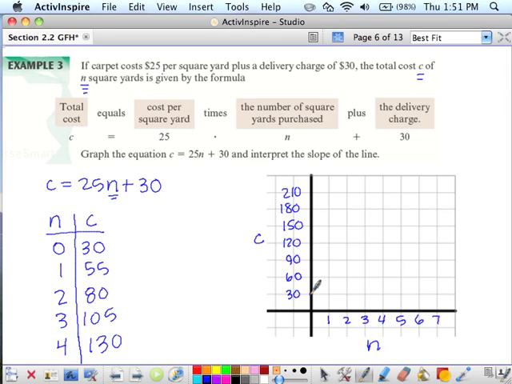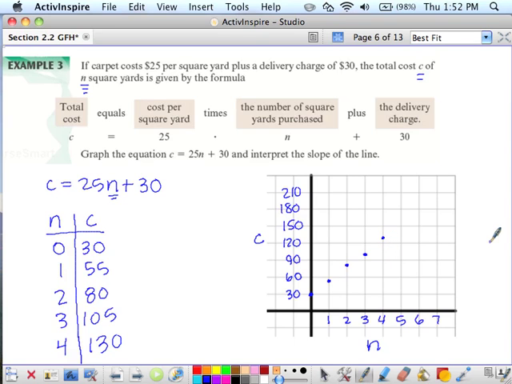Once we have our scale established, it'll be pretty easy to put the points on. 0, 30, 1, 55, which is maybe about right here, and it is just kind of an estimation process. 2, 80, 3, 105, about right there, and 4, 130, so somewhere just above 120, maybe about right there.